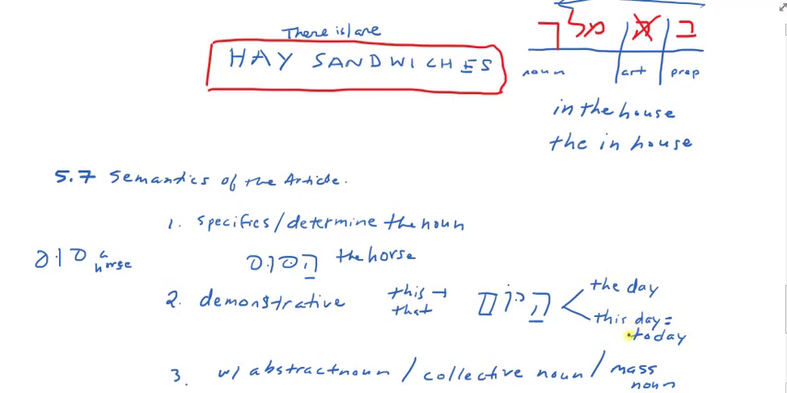And this day means the day that we're living in, and you would translate that in English as today. So hayom could be the day or this day, meaning today. That's the demonstrative use.